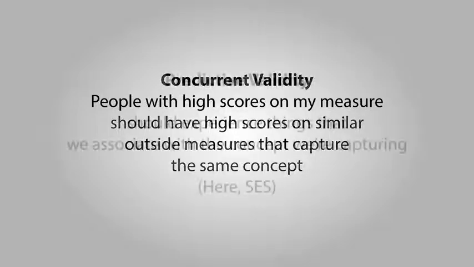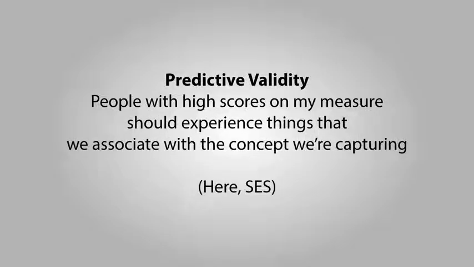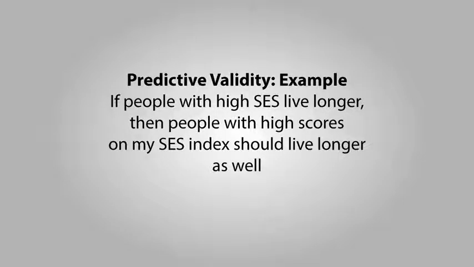Another type of criterion validity is predictive ability. People who score high on my SES scale should experience the same consequences that are known to follow high SES. They should benefit from the things that people with high SES tend to benefit. So, for example, if I know that people with higher SESs live longer, well, then the people who score high on my socioeconomic status scale should have longer lifespans.